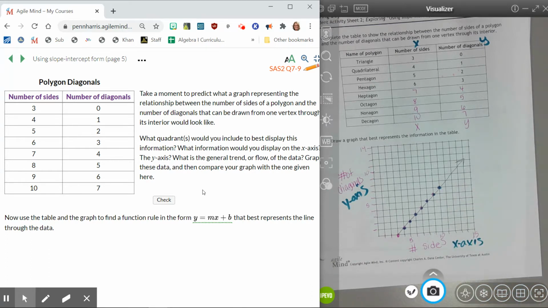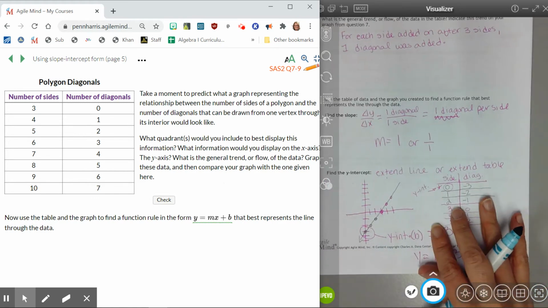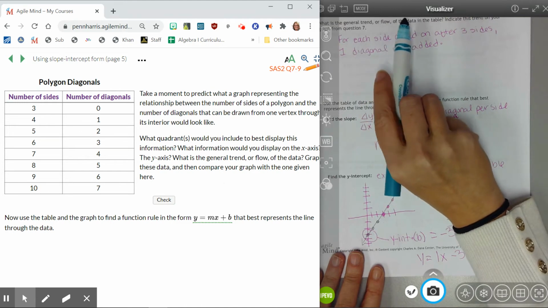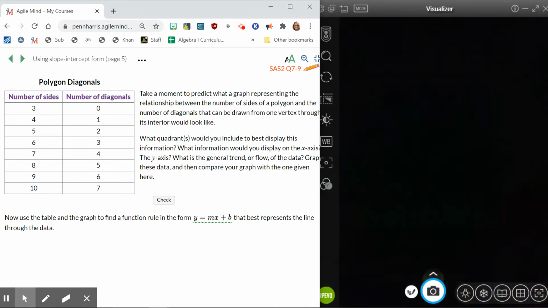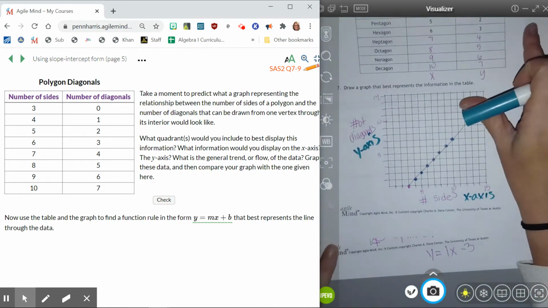So let's flip the page. So they want us to know what is the trend or flow of the data in the table. Okay, and then what can we figure out from the graph? So let's look back at our graph here. Oh, I just lost my lights. Okay, let's look back at the graph. What do I notice? What is the trend?